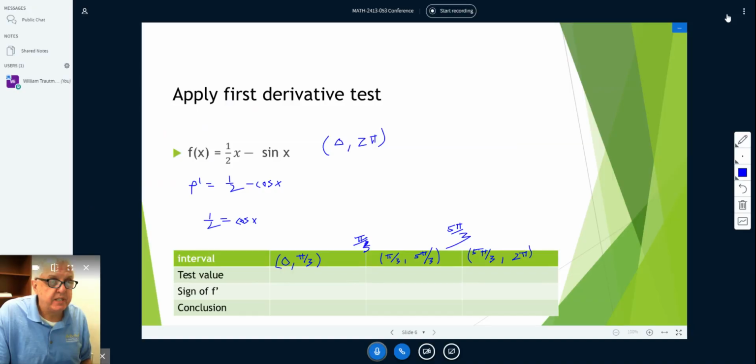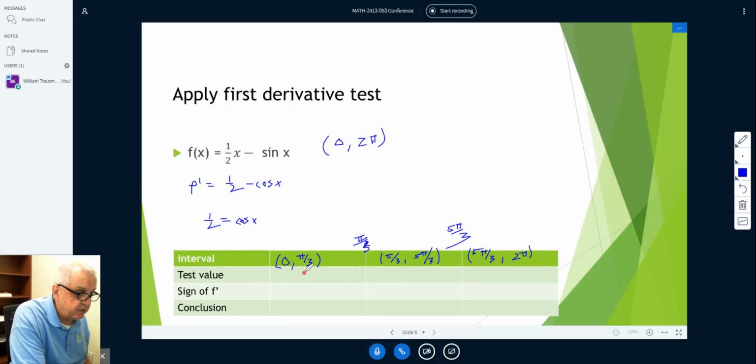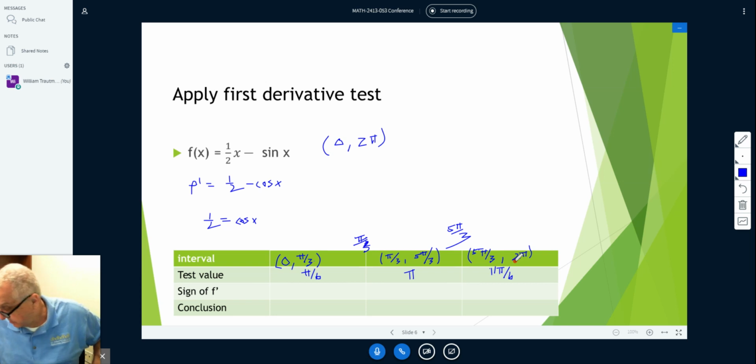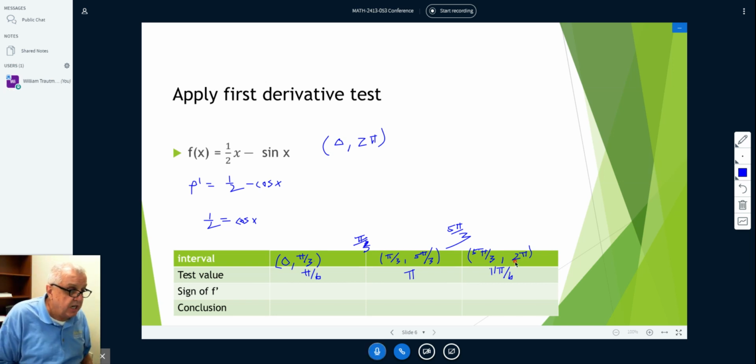So we said one test point was between here, pi over 6. Then between these two is just pi, which is 3 pi over 3, and that fits in there. And then we said 11 pi over 6. Okay, so those are the test points.